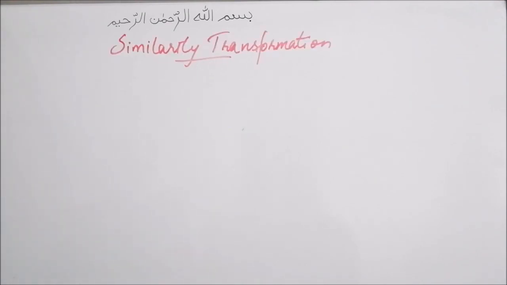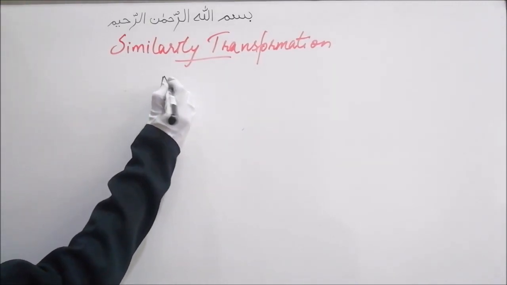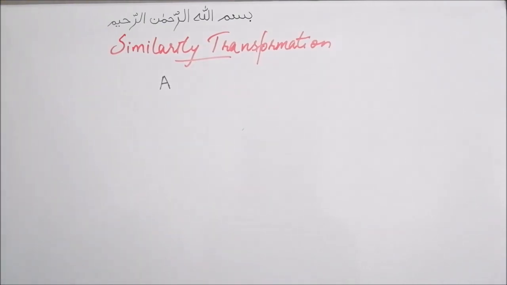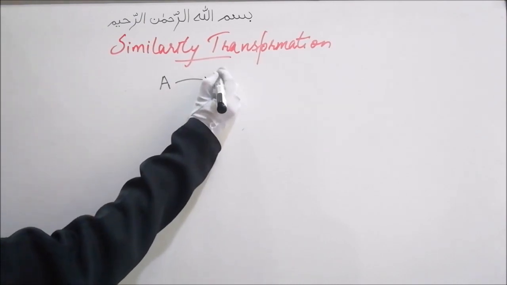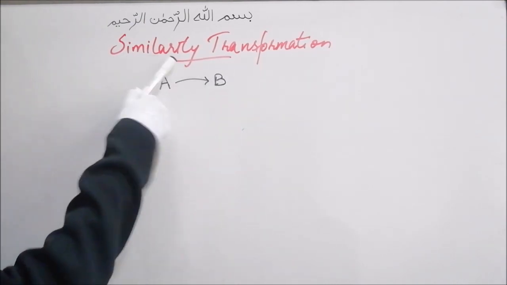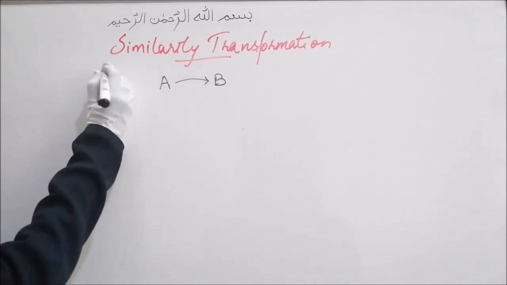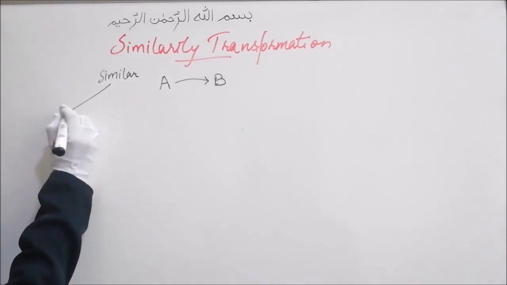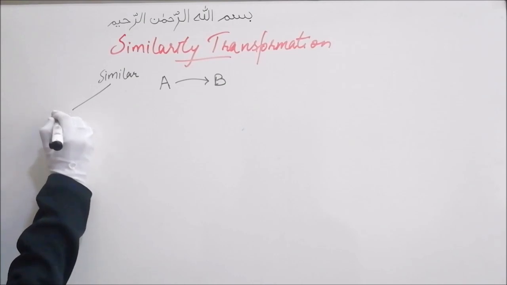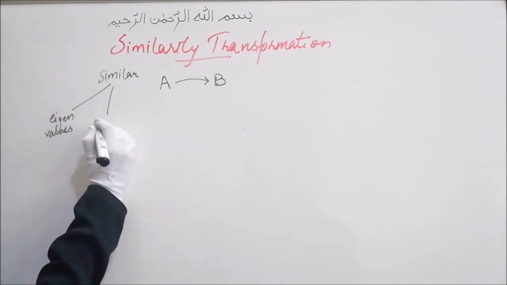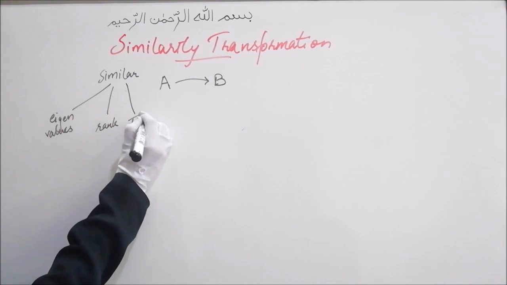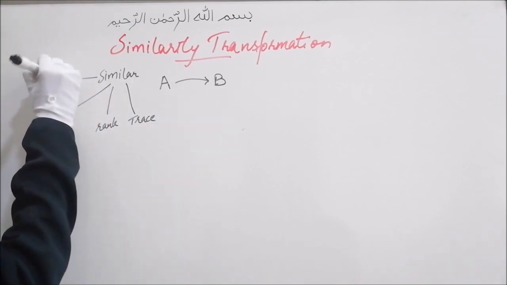Now we are going to look into similarity transformation. What is the similarity transformation of a matrix? It says that, let's say you have a matrix A. Now we will apply some transformation on A, and we will get another matrix B, but both these matrices will be similar. Similar matrices means they will have the same eigenvalues, same rank, same trace and same determinant.